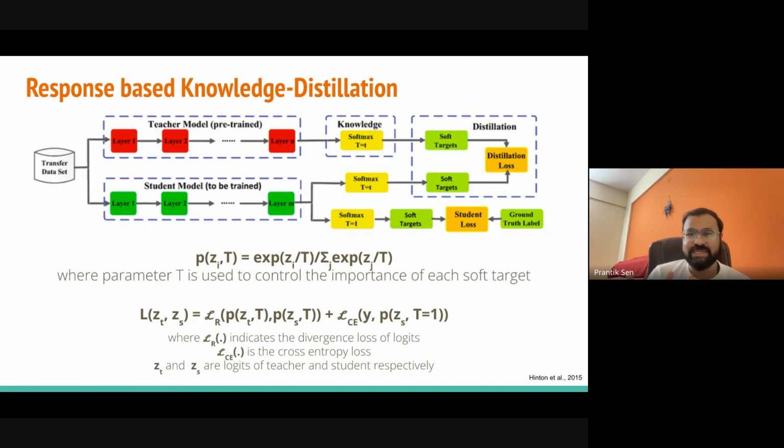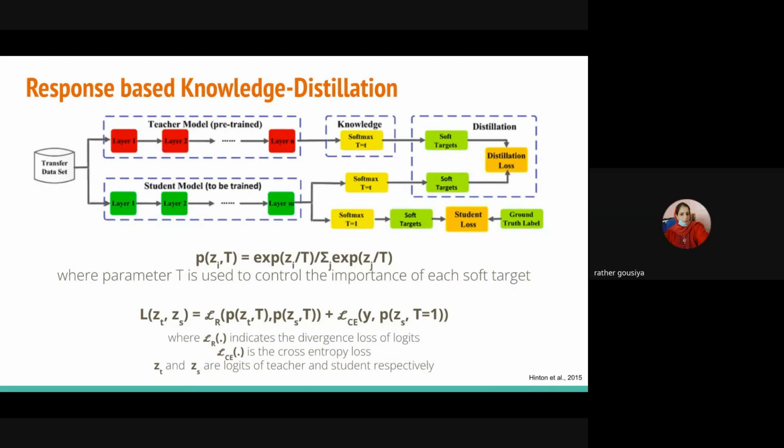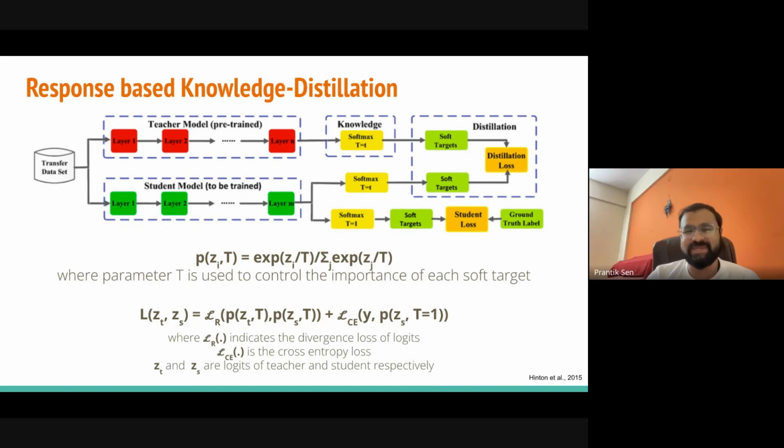But then the objective of knowledge distillation is to match some distribution from the teacher. Does that answer your question? Yes, sir. Actually, I'm working on this knowledge distillation, so I'm getting a lot of these problems there. That's why.